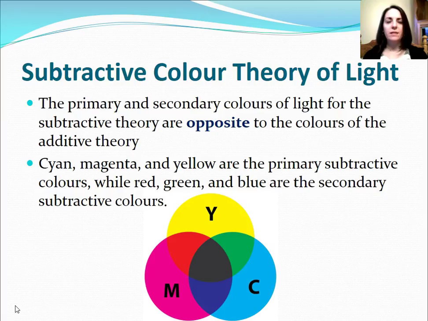So just to make things interesting, the subtractive color theory of light actually has primary colors that are opposite to those of the additive theory. So the primary colors for the subtractive color theory are cyan, magenta, and yellow, whereas the secondary colors for the subtractive theory are red, green, and blue.